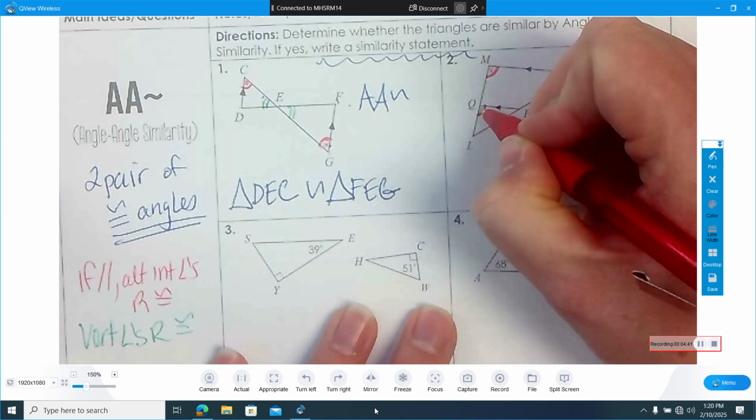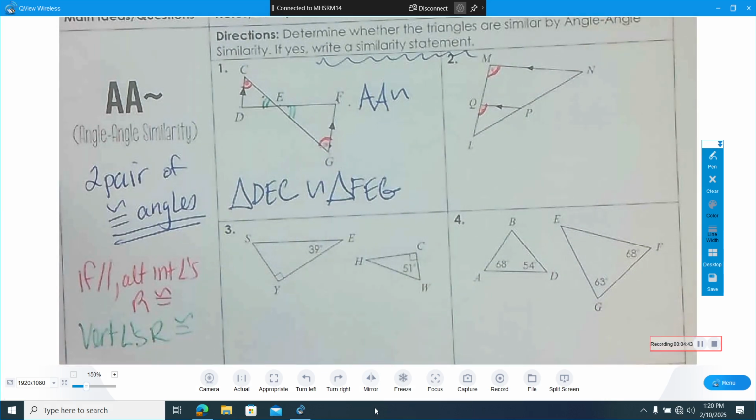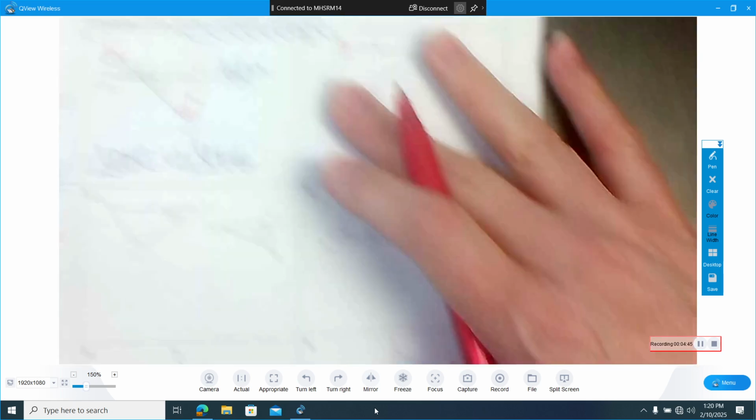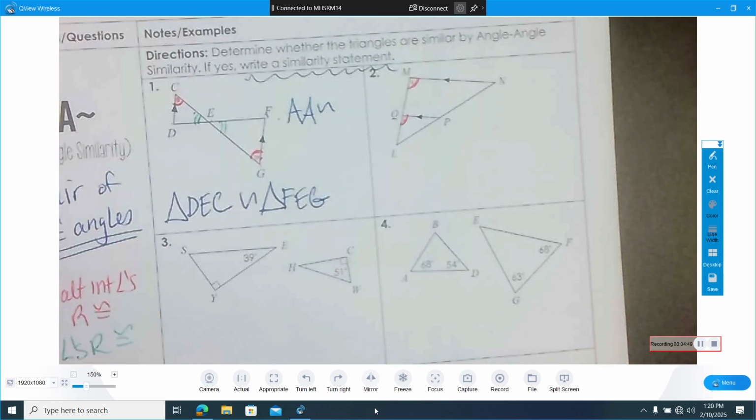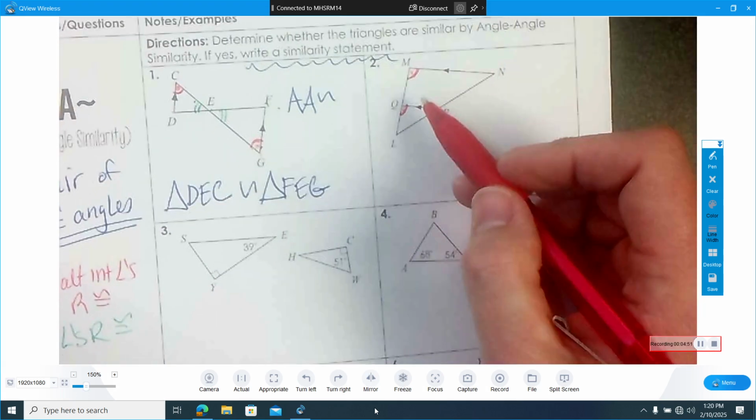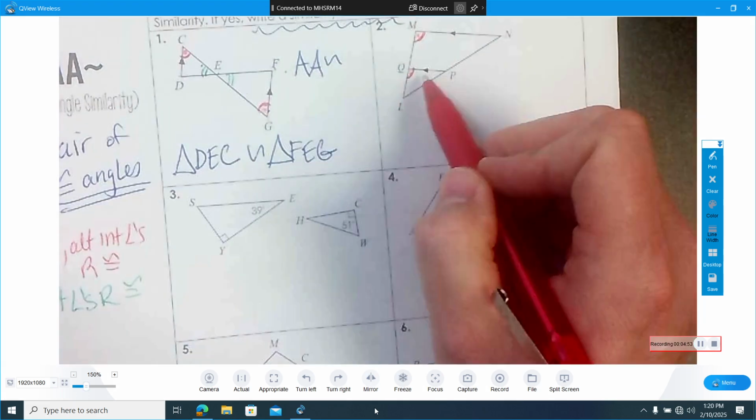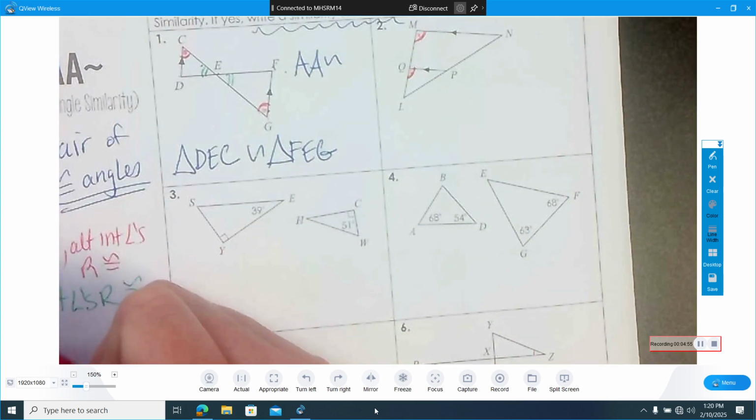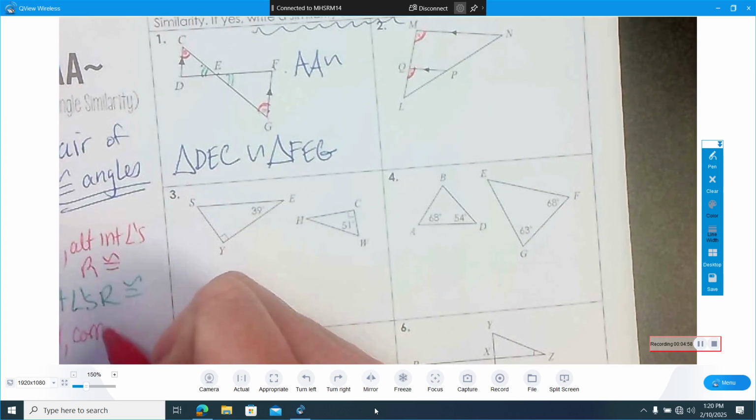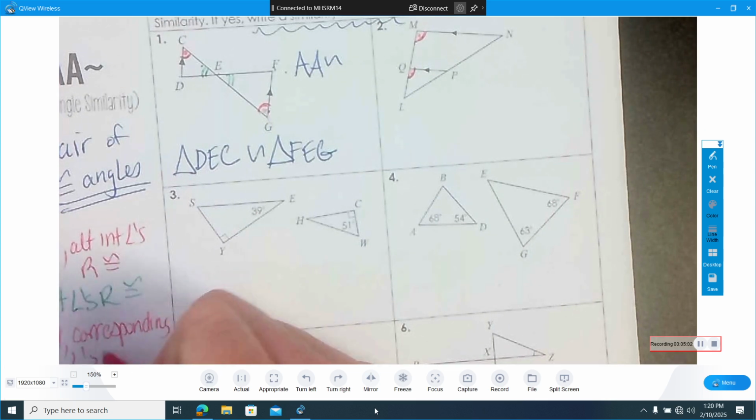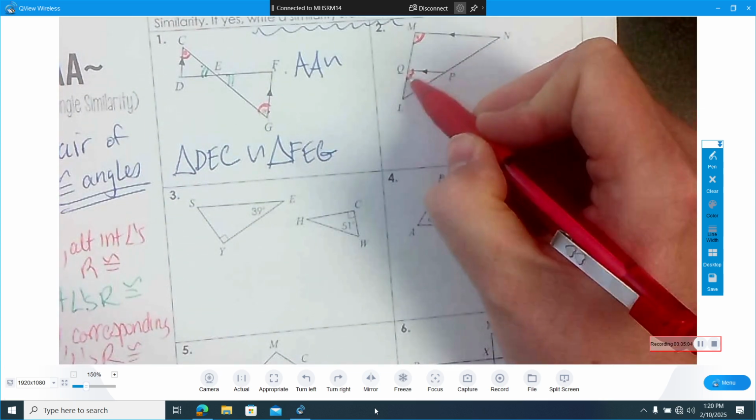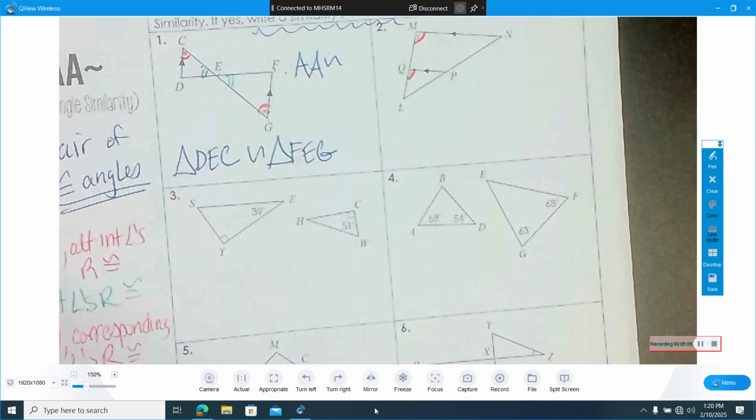All right, why are these 2 red angles congruent? Are they corresponding? Corresponding is very, very good. Okay, so because of parallel lines, if parallel, corresponding angles are congruent. So those two angles are corresponding. They are congruent. What other angles are congruent?